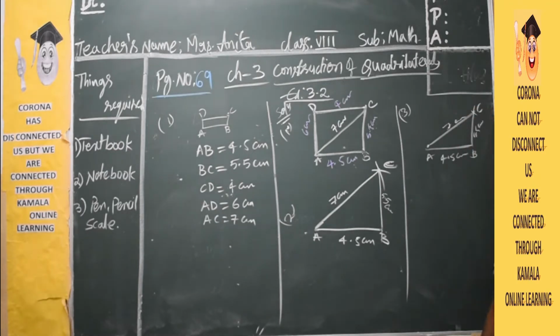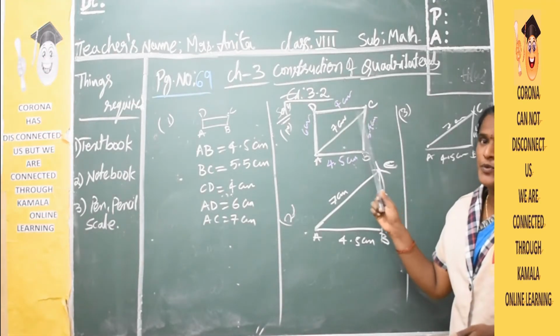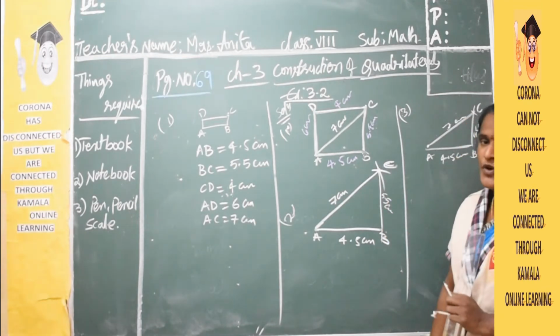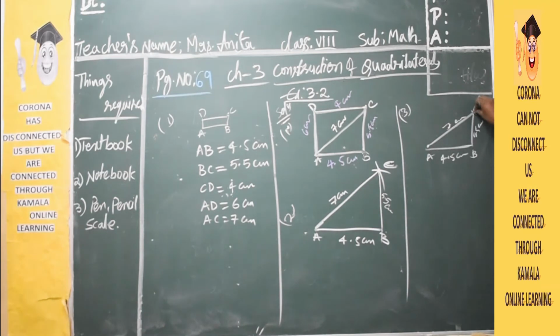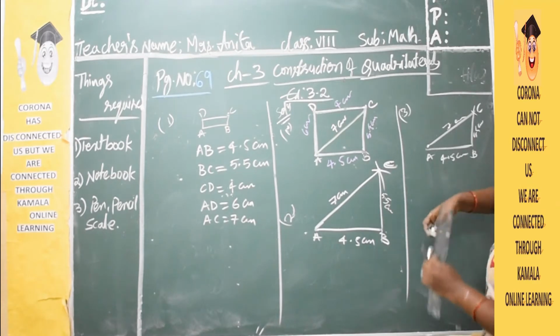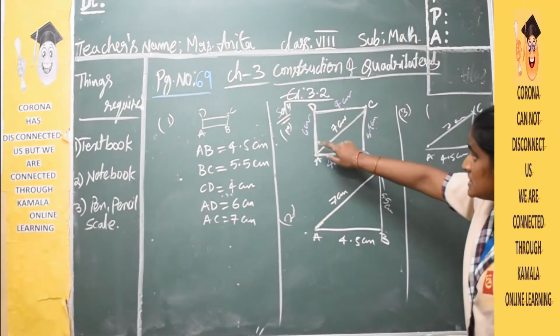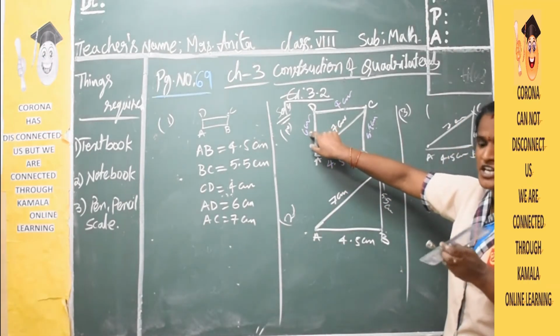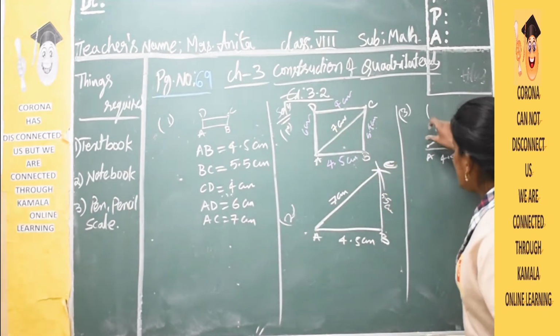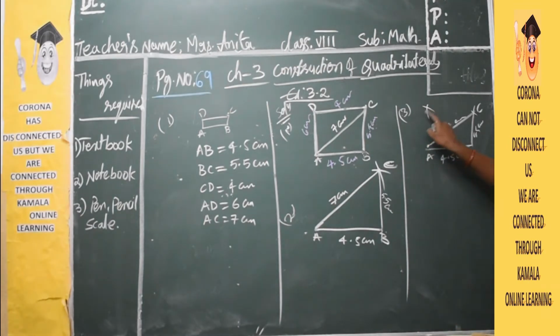In this step, we are going to plot the point D. How to plot point D? With C as a center, take the measurement of 4 centimeters on the ruler. Use the compass. Okay, children, draw one arc like this. Next, take 6 centimeters on the ruler. Use the compass with A as a center so it touches the previous arc. Where these two arcs intersect, that point is represented as point D.